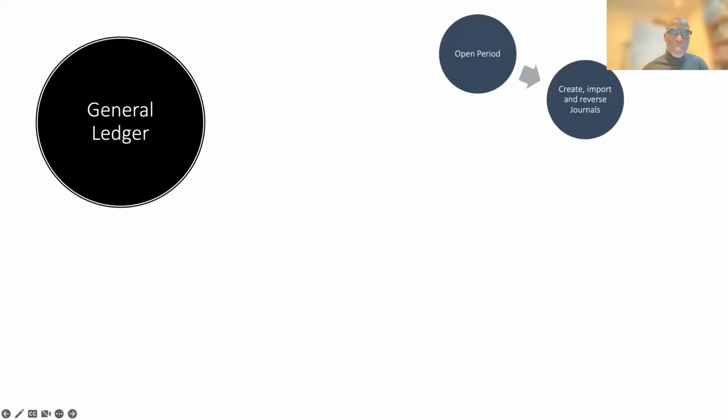So transactions will come into general ledger, and then you will be able to create your journals. You'll be able to import journals. You can reverse journals in your general ledger. Now, you then need to post the journals. So that's the next thing that happens. Journals can be posted manually or automatically. They can be batched up as well. And what journal posting does is that it populates another database.